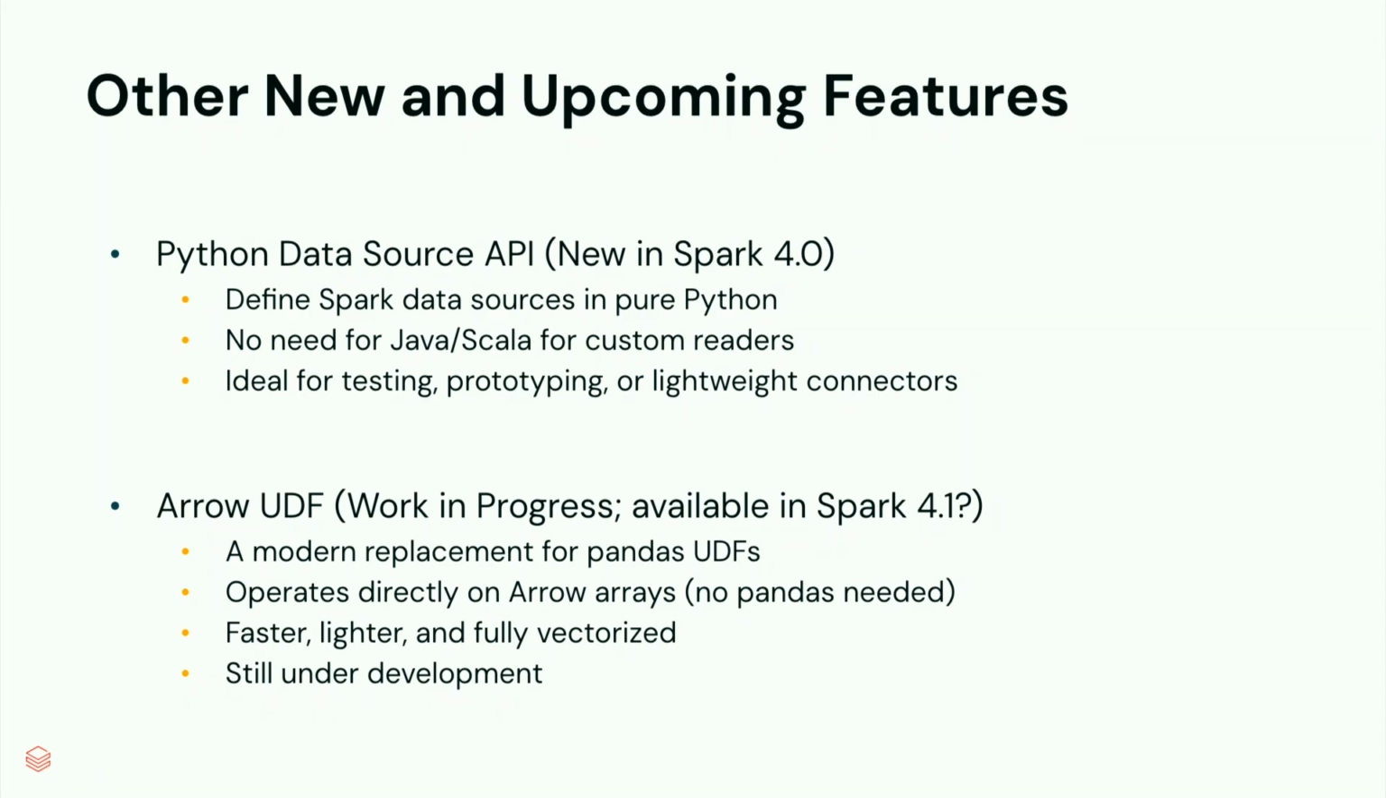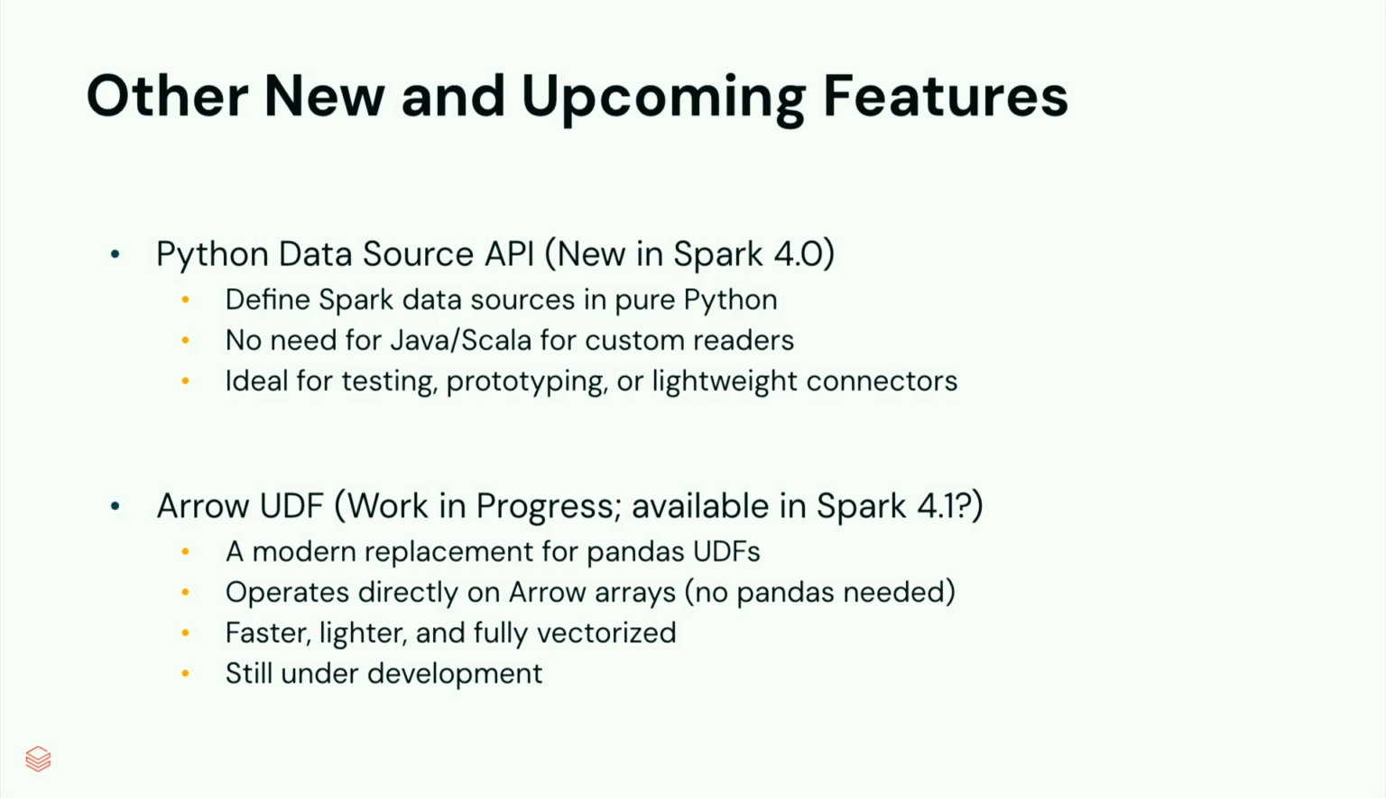Let's wrap up with a few highlights of what's available and what's in progress. First, Spark 4.0 introduced the Python data source API, which allows you to define a Spark data source entirely in Python. No JVM code required to run this data source. This opens the door to simpler connectors, testing tools, and lightweight adapters. Actually, I saw there are some sessions during this DICE about the Python data source, so you may want to also join them.